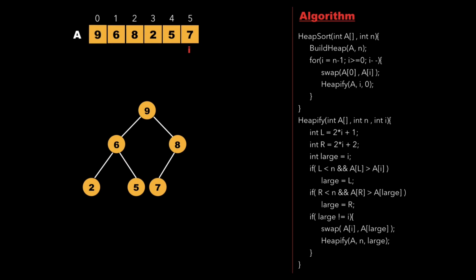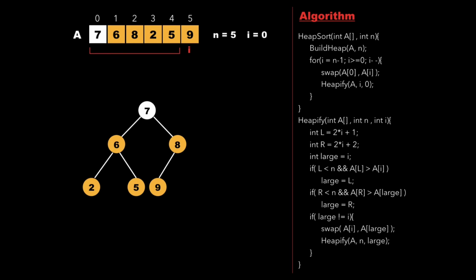we swap 9 with 7 and after swapping we call the heapify function with the value of n as the value of I, that is the value of n is 5, which means that we consider the first 5 elements and we exclude the element 9 here and the value of I is 0. So now we are in a heapify function where the value of I is 0 and we are considering the root node which is 7.